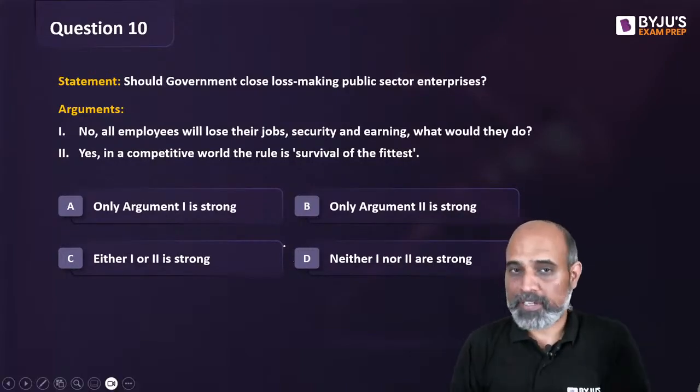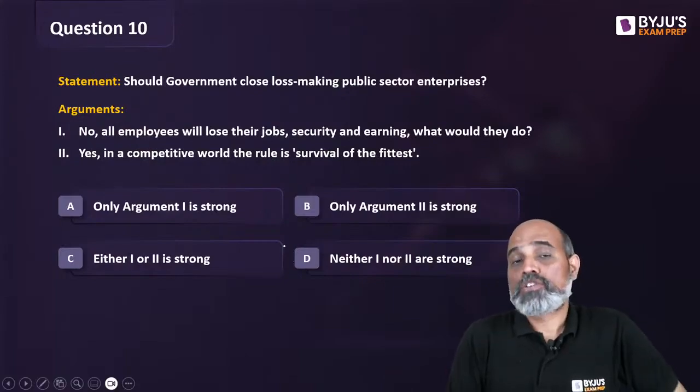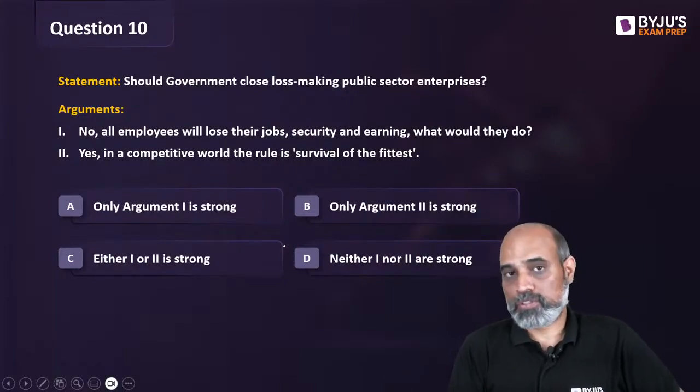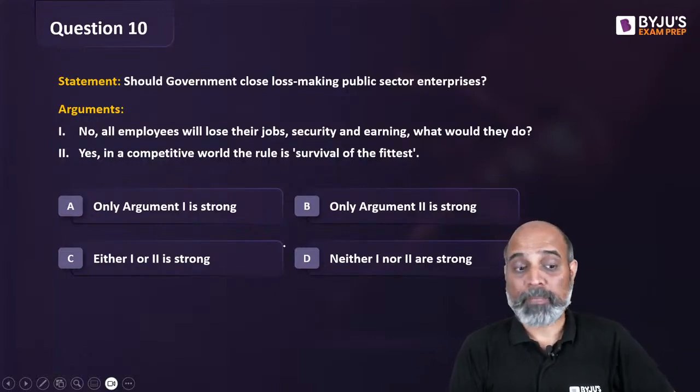Another one, again government related. ऐसे ही questions होते हैं. So if somebody says, should government close? Every word is important. बंद कर दे.